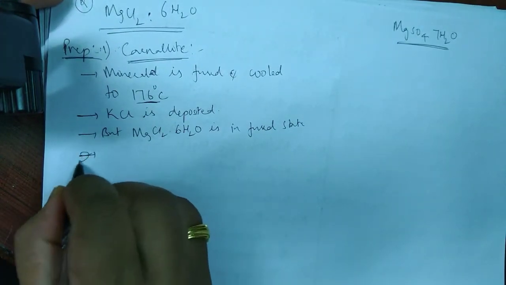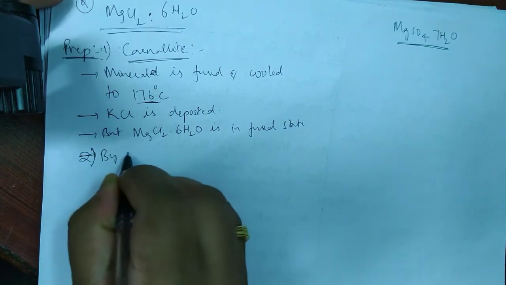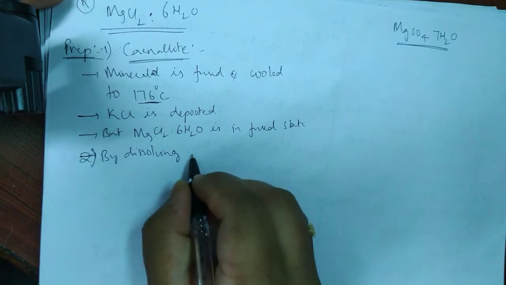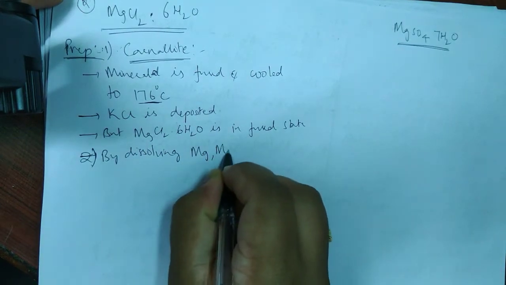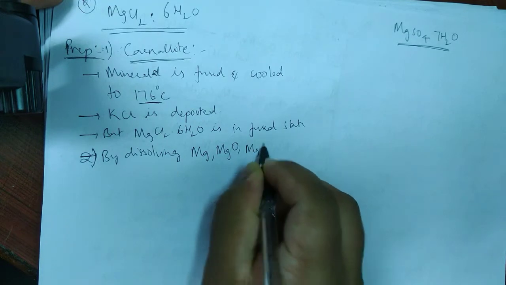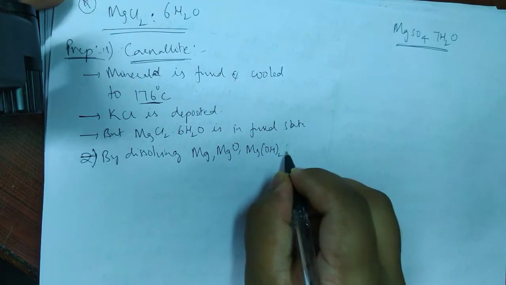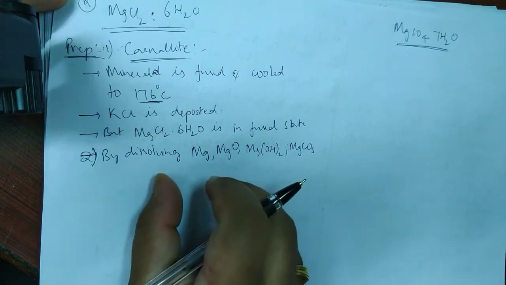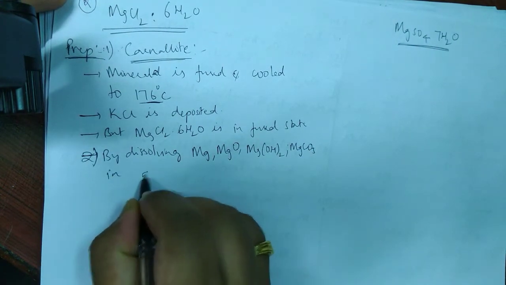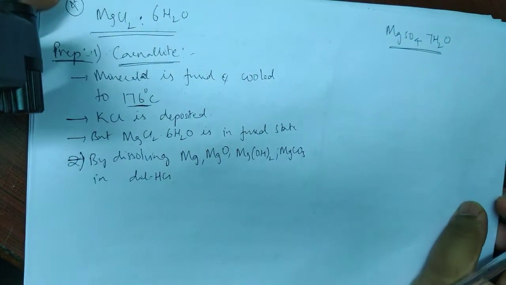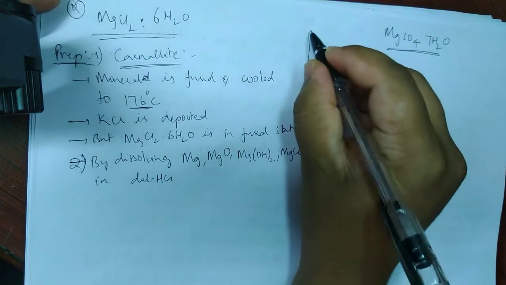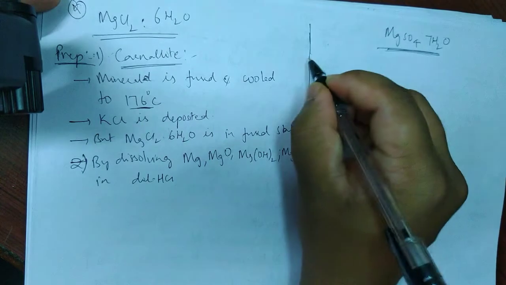This is one method. There is also another method: by dissolving magnesium oxide, magnesium hydroxide, and magnesium carbonate, the salts of magnesium, in dilute HCl, that will also give us MgCl2.6H2O. So, two simple methods of preparation. With respect to this, we'll see MgSO4 preparations here itself.